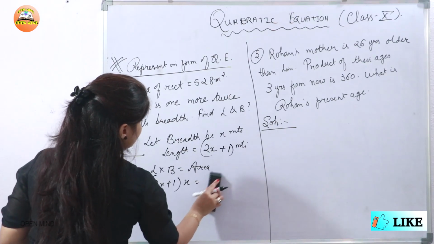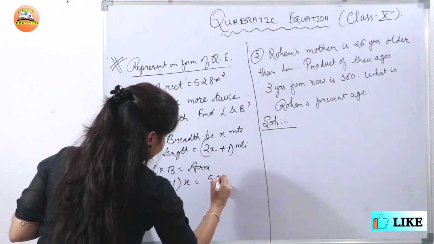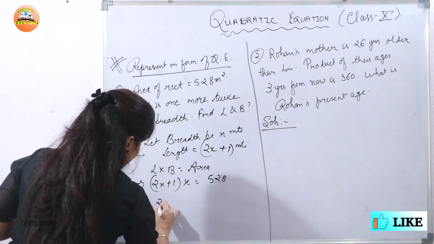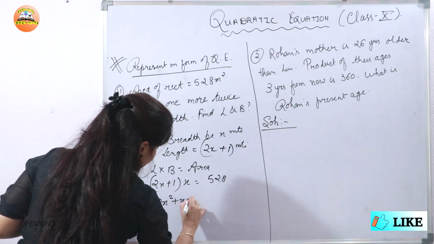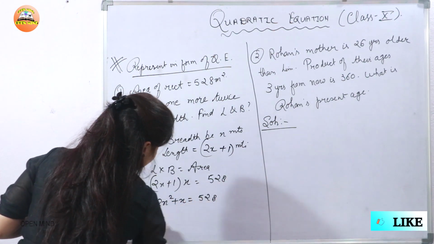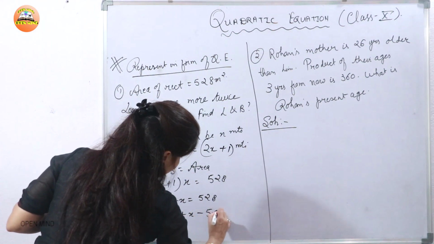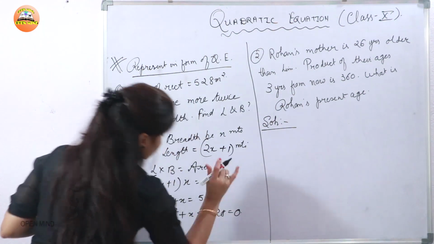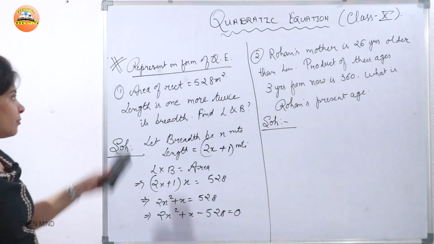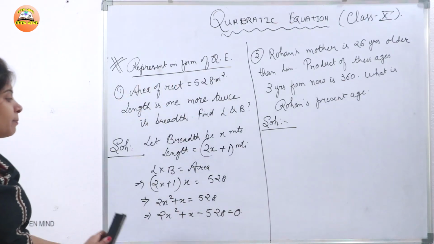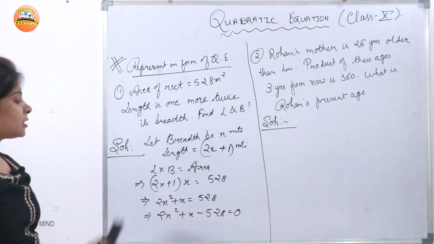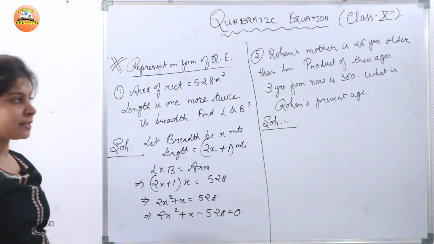What is the area given to you? 528. So this implies 2x square plus x is equal to 528, which implies 2x square plus x minus 528 is equal to 0. No need to solve it, because the question is just to represent the statement in the form of an equation. So we represented it.